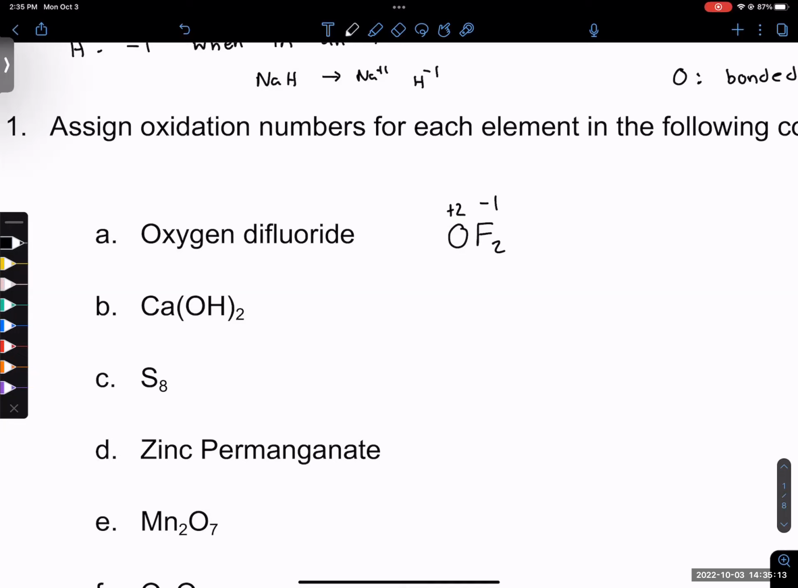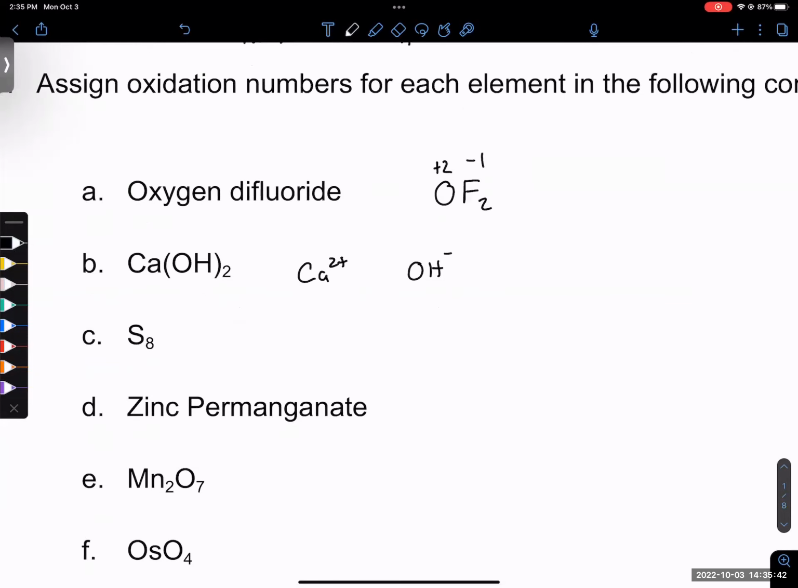What about for ionic compounds like calcium hydroxide? I like to split it up, right? So we do the reverse crisscross: calcium has a 2+, and then OH has a -1, right? So it already gives us what it is for calcium. We know calcium has a +2 oxidation number. But for hydroxide, it tells us that the overall charge is -1.